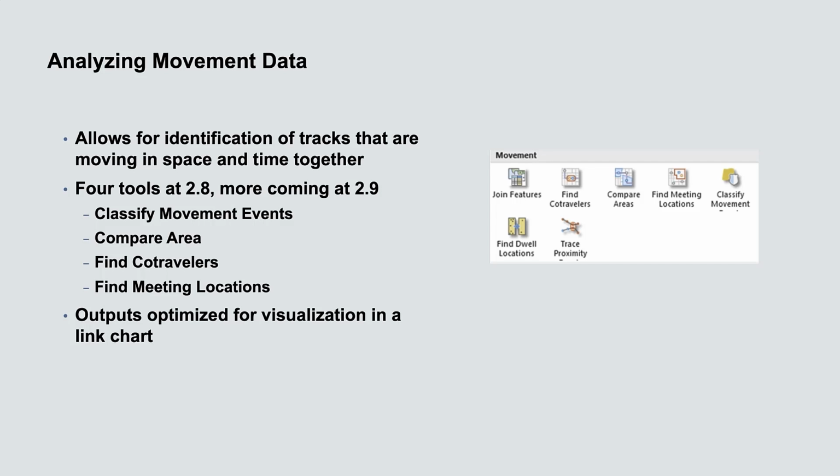And then finally, find meeting locations allows us to identify where tracks are dwelling in close spatial and temporal proximity to one another.